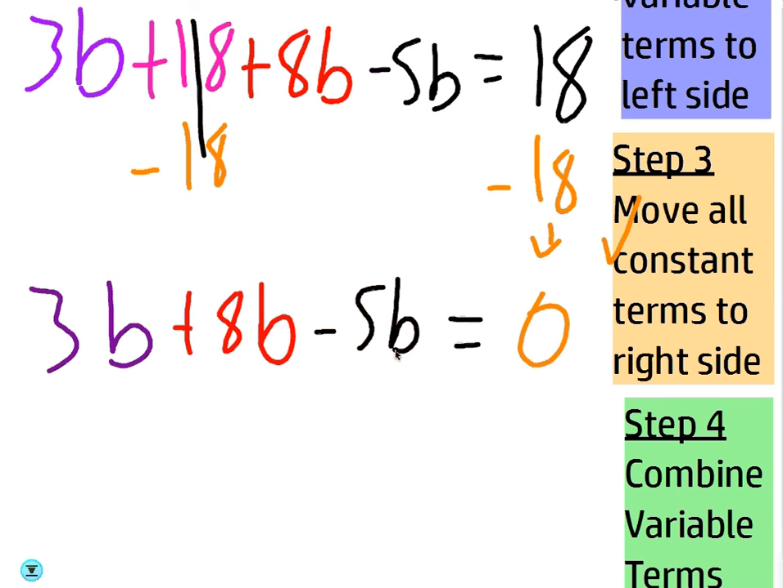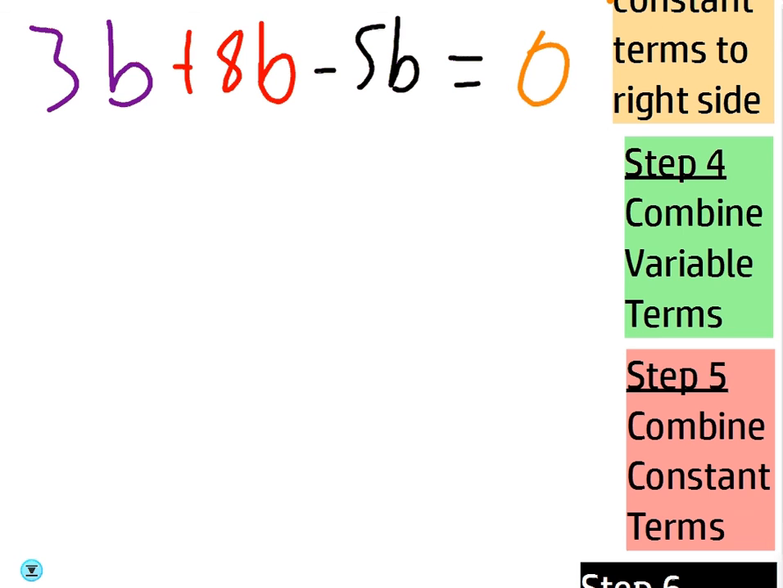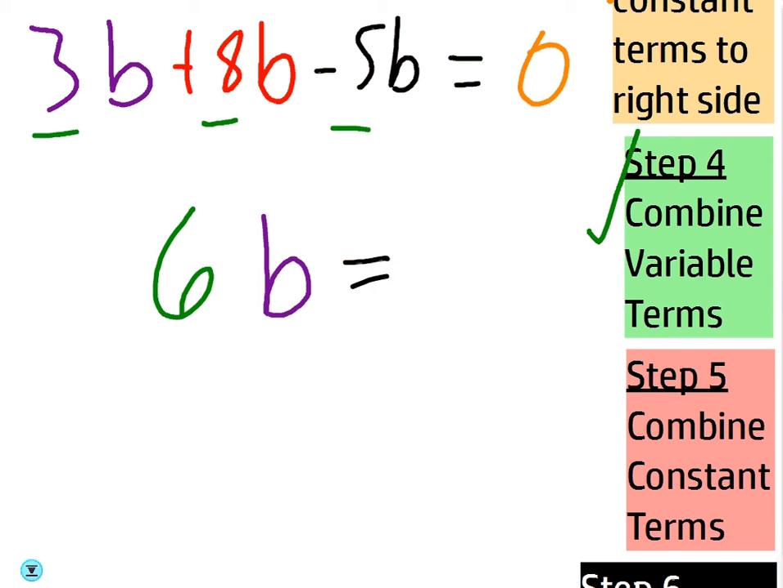So you guys try that this time. Now we're going to combine the variable terms. So we have 3 plus 8 minus 5. Thank you, 6. Yeah, 3 plus 8 is 11 minus 5 is 6. So we get 6b equals 0. So this is to combine all the constant terms on the right, but we always have a 0.